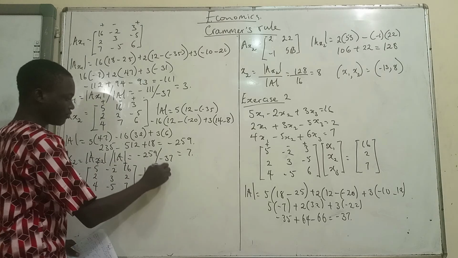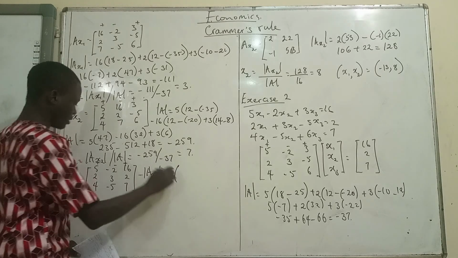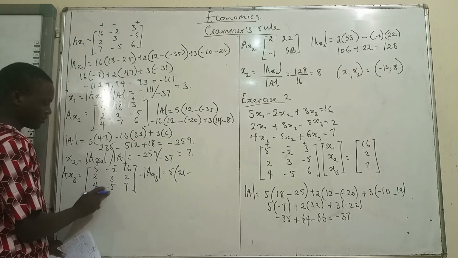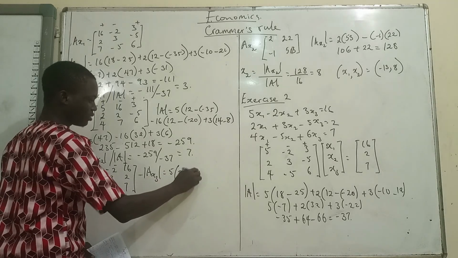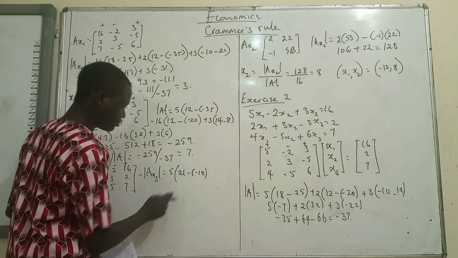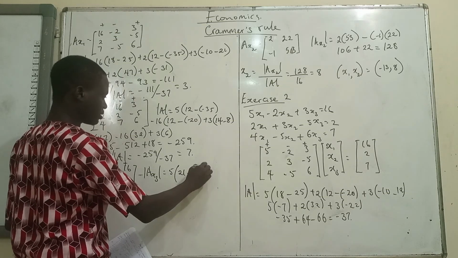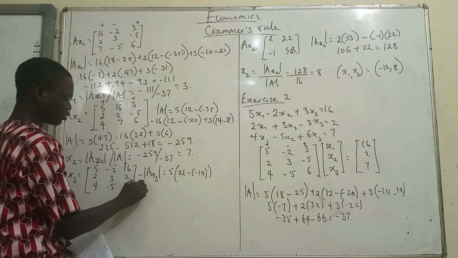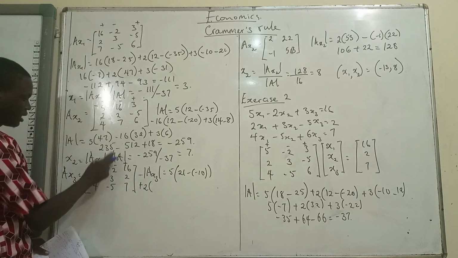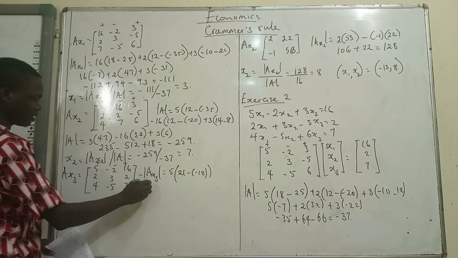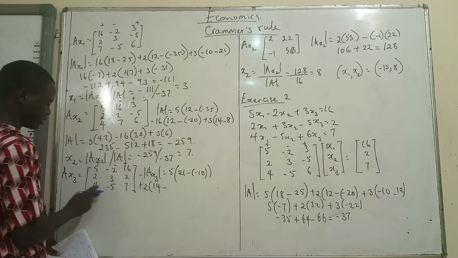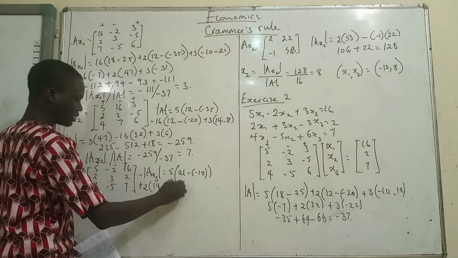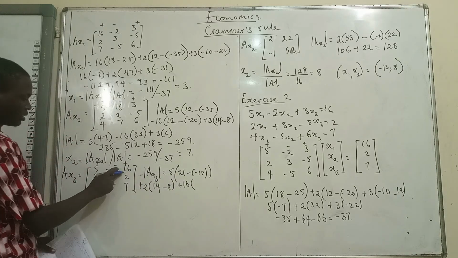So we have 5, that's plus 5 into brackets. 3 times 7 is 21 minus 5 times 2 is 10, so we have minus 10. Okay, so that's closed. Then minus 2 is going to give us plus 2 into brackets. This cancels this. 2 times 7 is 14 minus 4 times 2 is 8, right? Then we have plus 16 here.